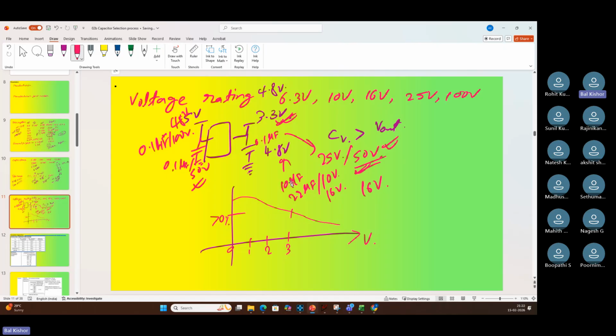So the higher the value, the lower voltage rating also doesn't matter. But the lower the value, this bias rating changes drastically. So that's the difference. I'll show you just after this.